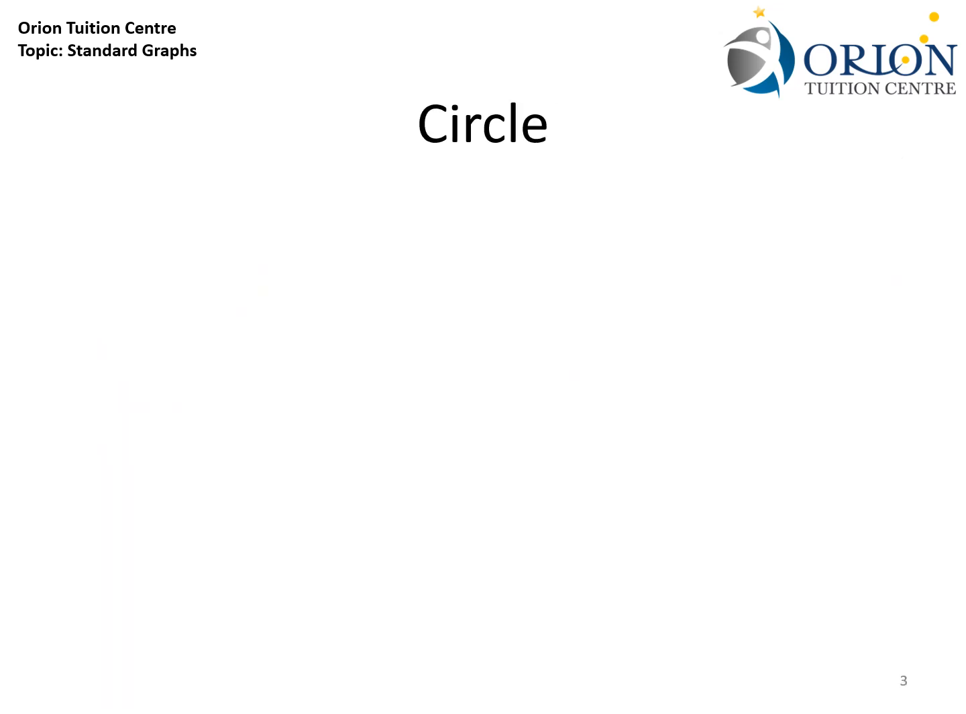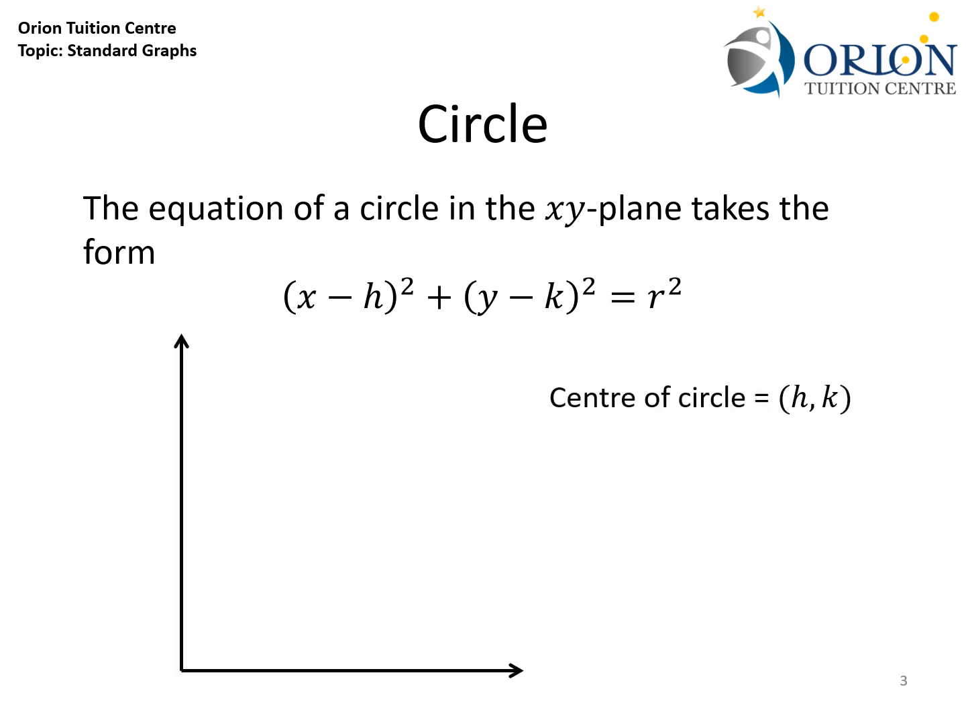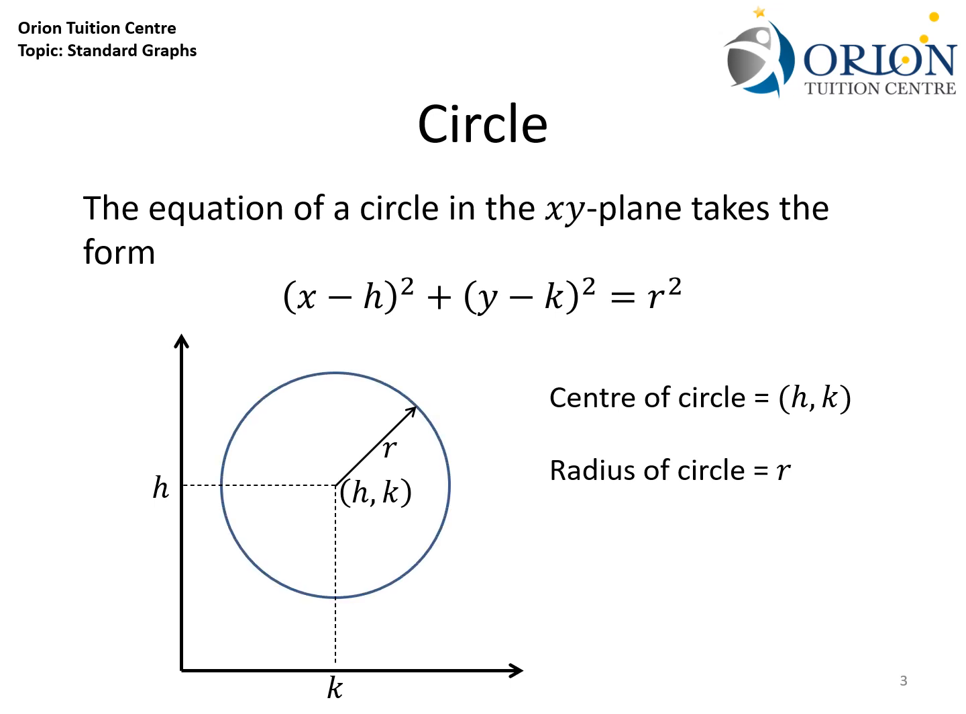For the circle, the standard equation can be represented in the form of (x minus h) squared plus (y minus k) squared equals r squared, where the point with coordinates h, k is the center of the circle and it has a radius of r. And with these two pieces of information, we can draw the curve to look like this circle over here.